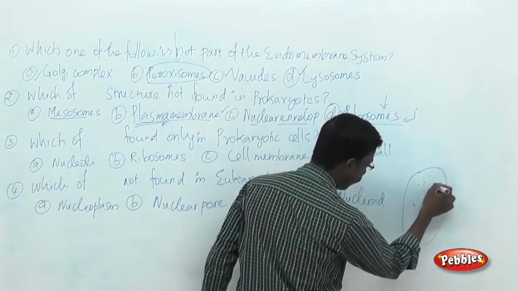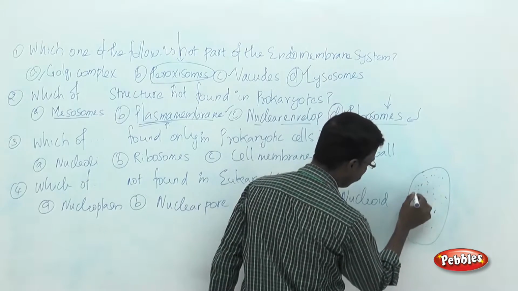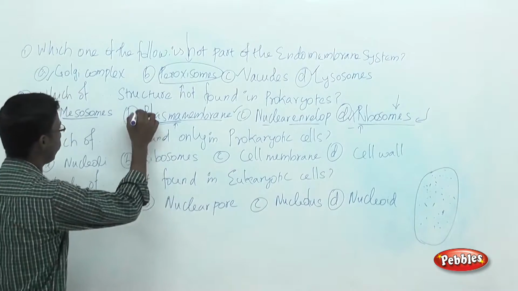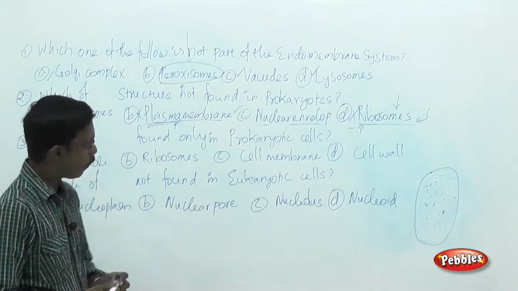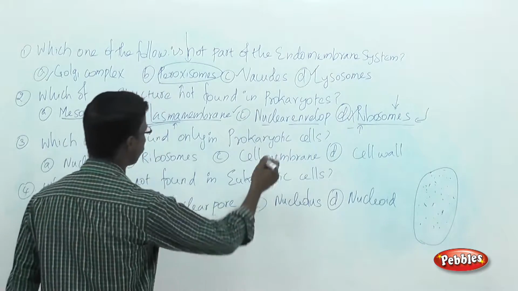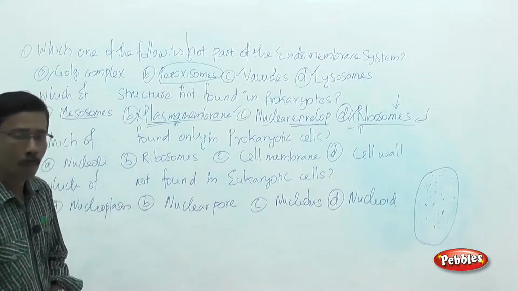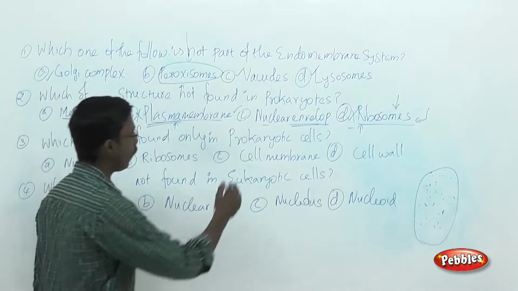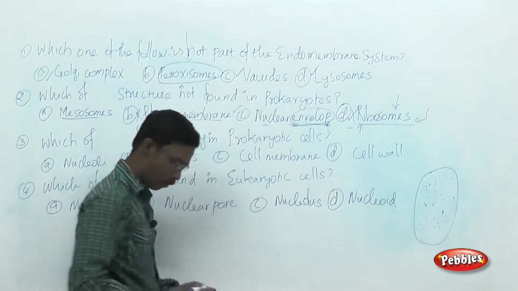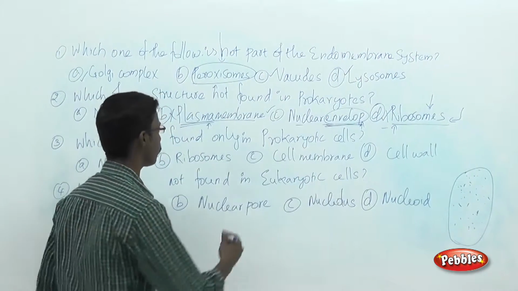Okay, so prokaryotic cells have the particular cell membrane or plasma membrane. So the answer plasma membrane is also wrong. Nuclear envelope. Okay, so prokaryote structure: nuclear envelope is present or absent? Nuclear envelope is absent from prokaryotic cells because envelope means membrane. Okay, so the nucleus or membrane-bound structure is absent from prokaryotic cells.